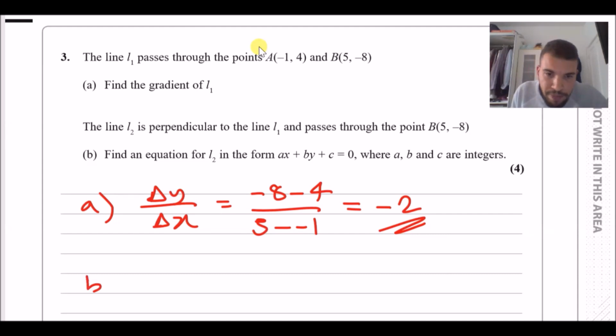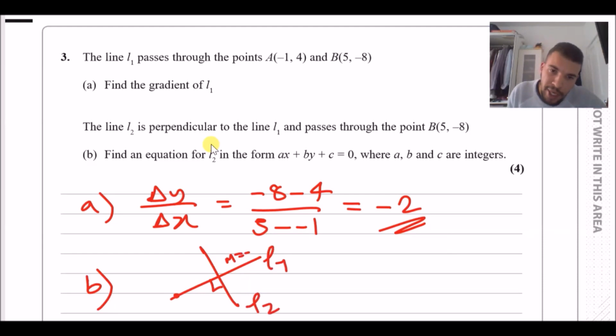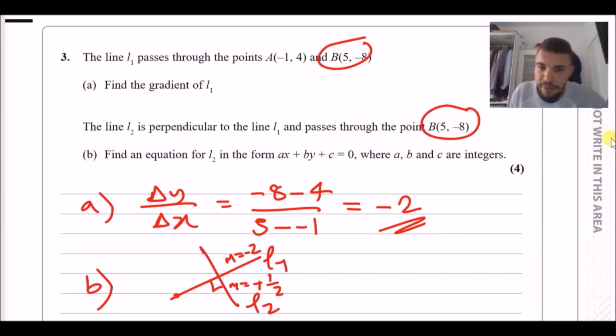Now, part B. The line L2 is perpendicular to the line L1. So perpendicular means that the line is moving in this direction at 90 degrees. If this was L1, then this must be L2. If this was a gradient of minus 2, then the gradient here would be the negative reciprocal. So if it was minus 2, it would become a positive, and the reciprocal of 2 is half. So that's our new gradient, positive half. Okay, and it also passes through the point B, (5, minus 8), which is the same point. Find an equation for L2 in that given form.